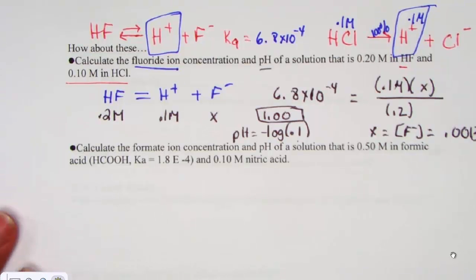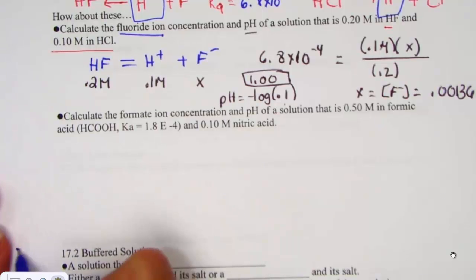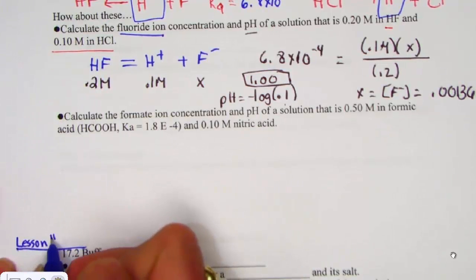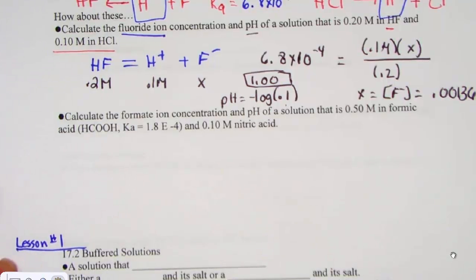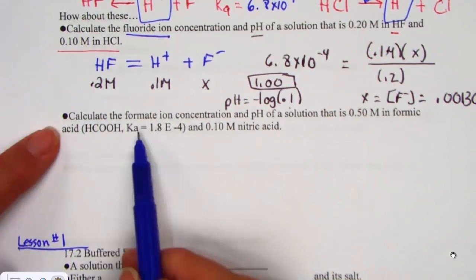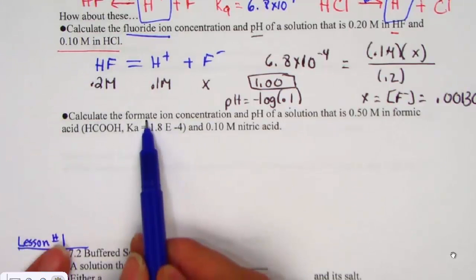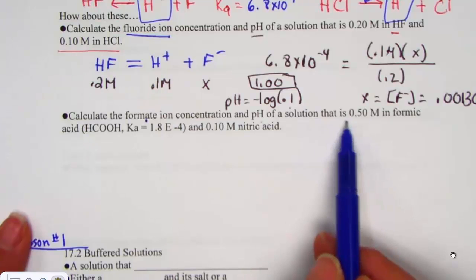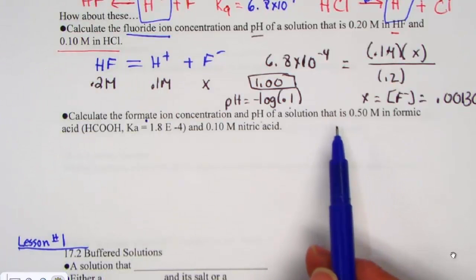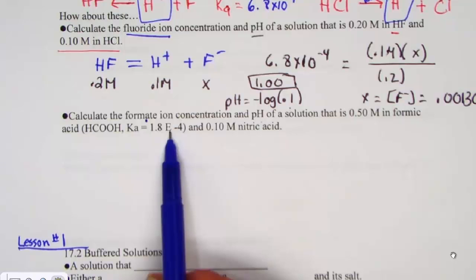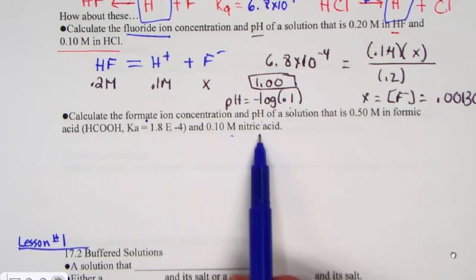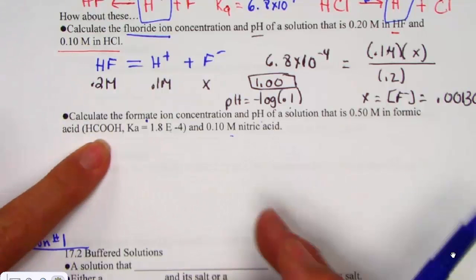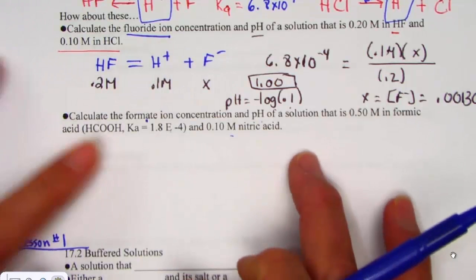Friends, we'll try one more together, wrapping up our common ion lesson. At the end here, we'll have accomplished enough information to do lesson number 1 off of our assignment sheet. We're going to calculate the formate ion and the pH of a solution that's 0.5 molar in formic acid, provided for us, Ka, and 0.1 molar nitric acid. This sounds very familiar to the previous example. We have a weak acid placed in with a strong acid.